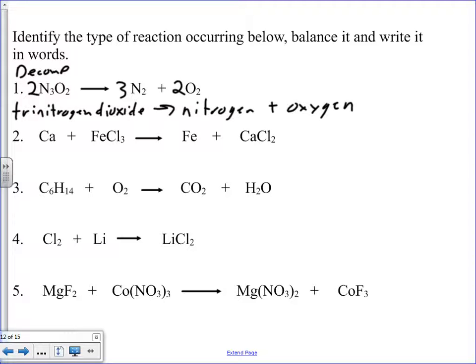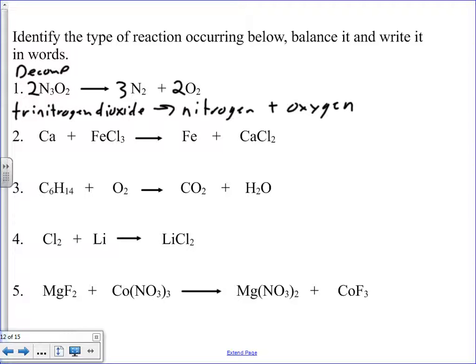Everybody follow me there on the balancing? Okay, balancing's relatively straightforward. It's basically finding common multiples of things. Okay, and again, the general rule is that you start with whatever is present in the highest number, except on combustion reactions. They have some special rules, okay, but we'll go over those in a minute.